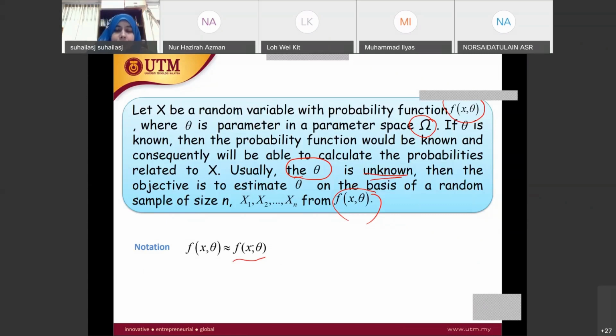Or we call that one MLE. If we want to start with MLE, that means we have to know what the probability function is. The probability function would be known, and then you want to estimate the unknown parameter theta. In this case, we use theta for the unknown parameter, and then we have a parameter space. The symbol that we use is omega, and then you have a probability function, f(x, theta), or you can write f(x; theta). So it's the same thing.